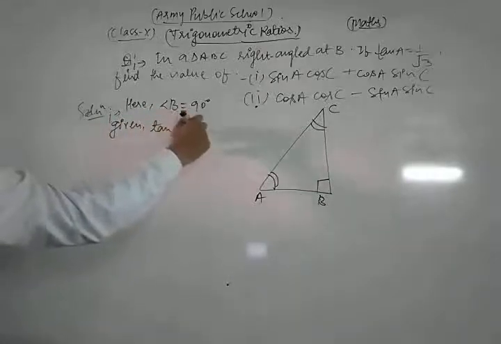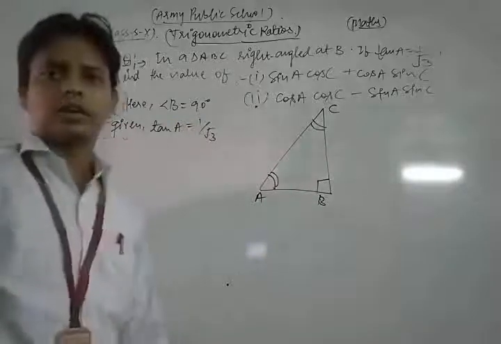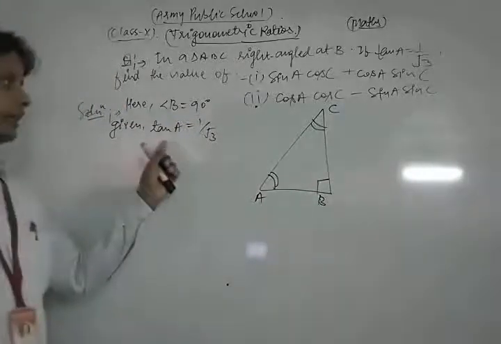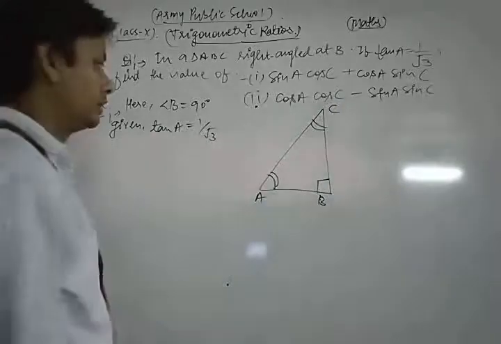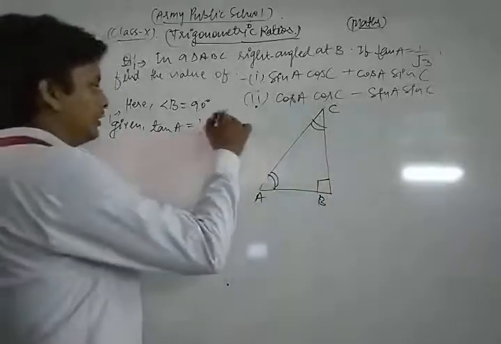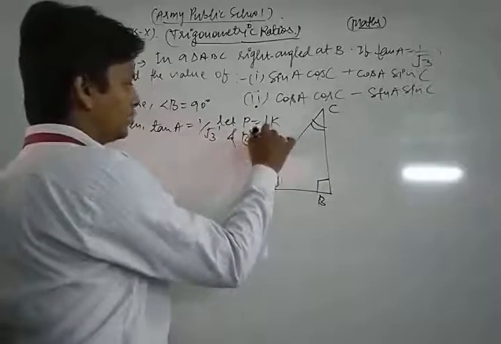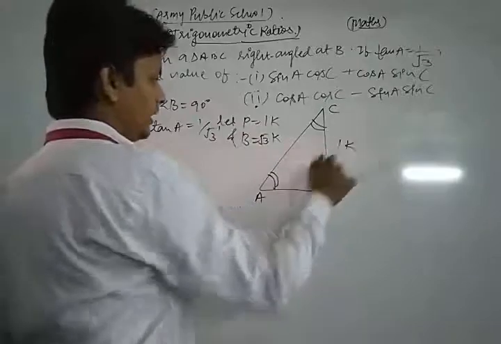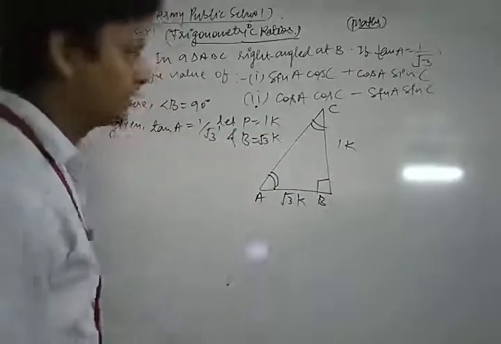tan of angle A is equal to 1 upon under root 3, and you know that tan theta is what? Tan of angle A is perpendicular upon base. So here let the perpendicular be 1k and base be under root 3k. So this is 1k and this is root 3k. Now using Pythagoras theorem for that triangle.